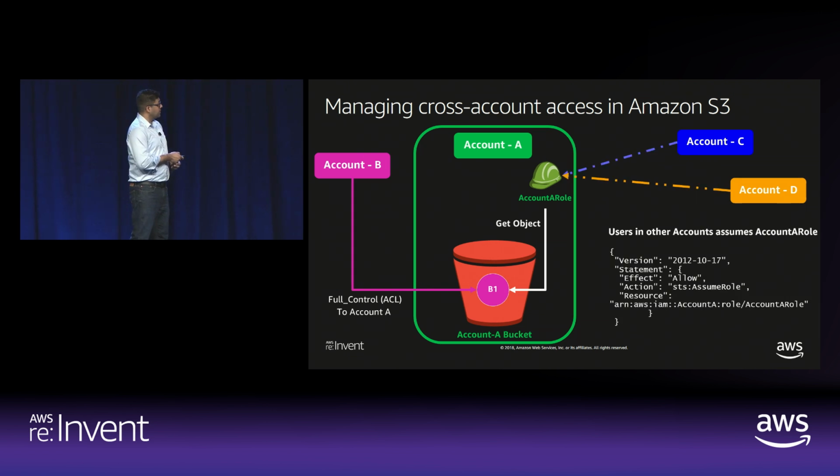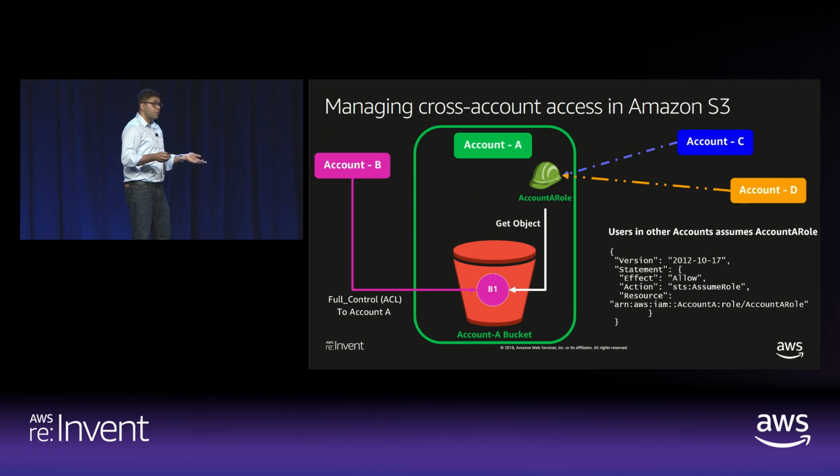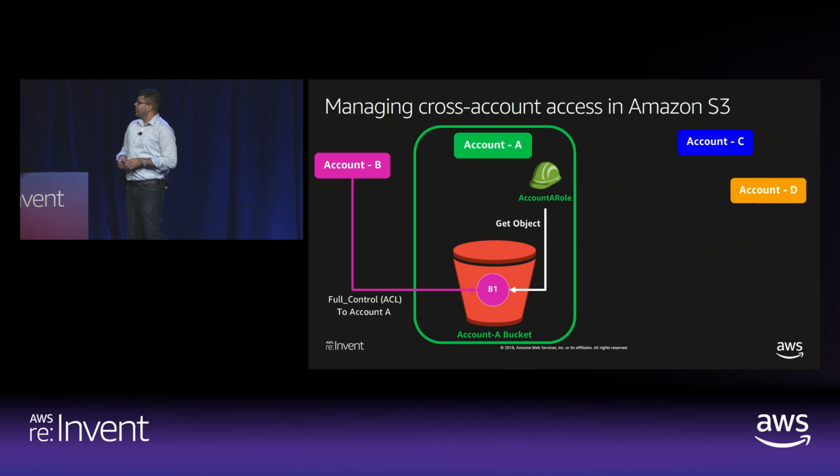This is the trust policy that you attach for account C and account D with the action of STS AssumeRole, so that I can assume the account A role. When they assume that role, that's where they get to do a get object on objects that account A does not own. Now, this is a very simple example of cross-account access. If you'd like to go deeper, we have a chalk talk tomorrow where we'll go deeper and do open Q&A on managing cross-account access.